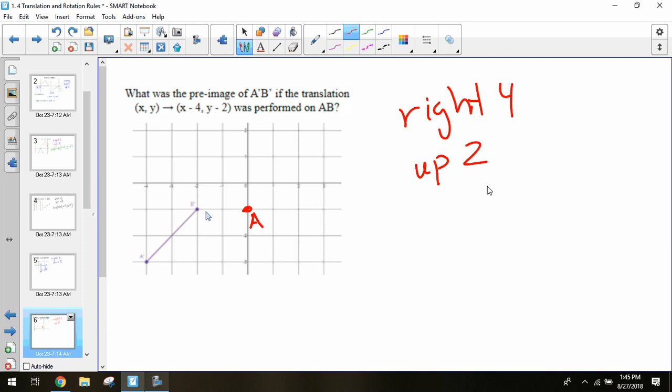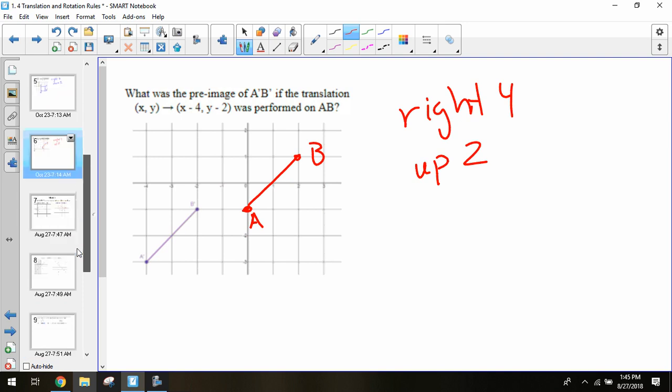I'm going to go right from B, 4, and then up by 2. And that's where B started. And so that would be my pre-image of my object based off of my image. I'm just doing the opposite. But once again, turn those words into notation, or turn that notation into words, and translation is easy.